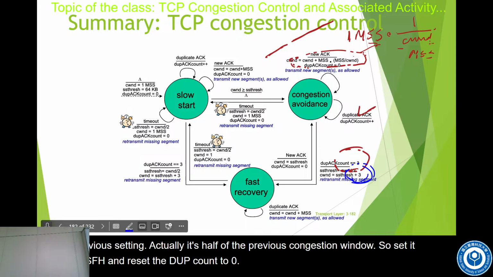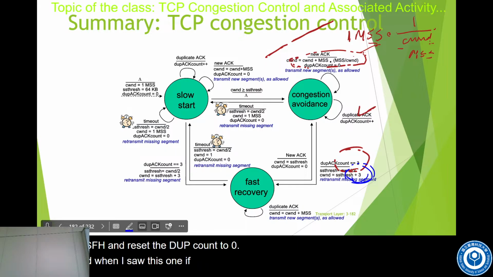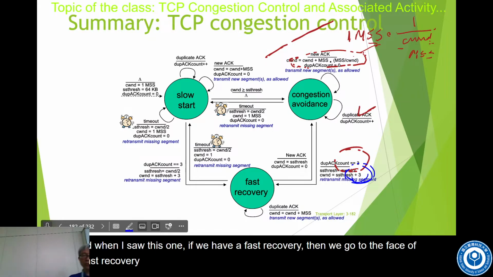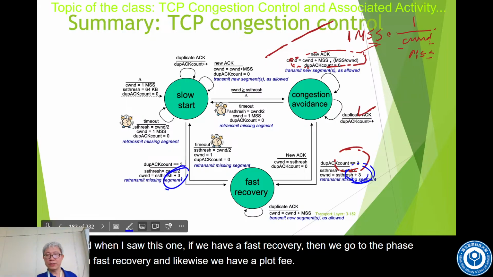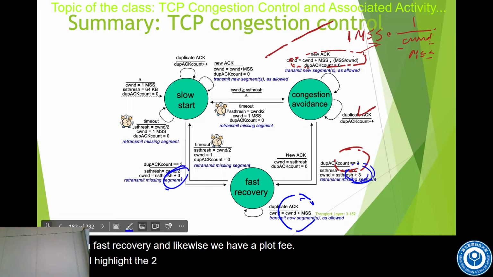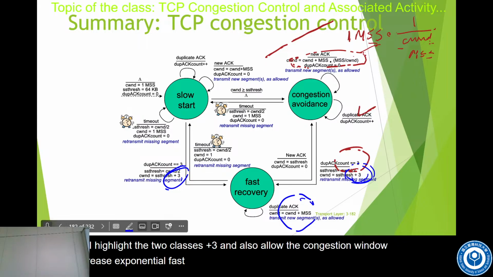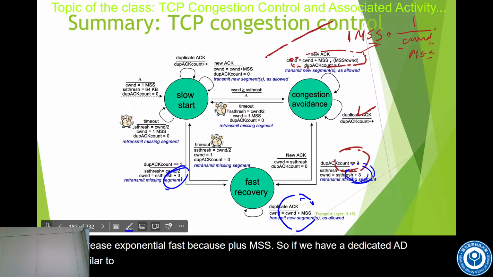And likewise for this one, if we have a fast recovery, then we go to the phase of fast recovery. And likewise, we have plus 3. So I highlight the two places with plus 3. And also we allow the congestion window to increase exponentially fast because of plus MSS. So if we have a duplicate ACK, similar to a new ACK, we increase the window so that we can speed up the transmission within the fast recovery.